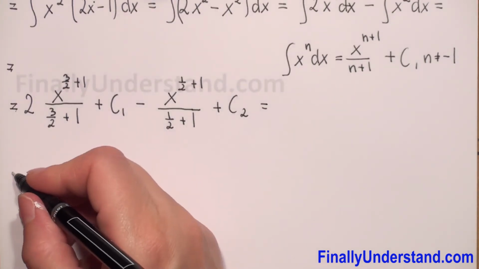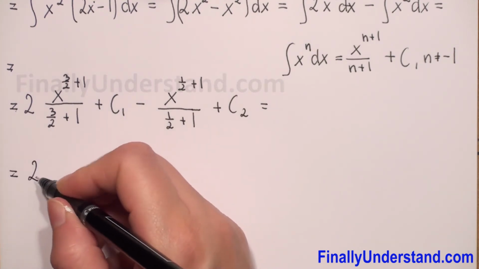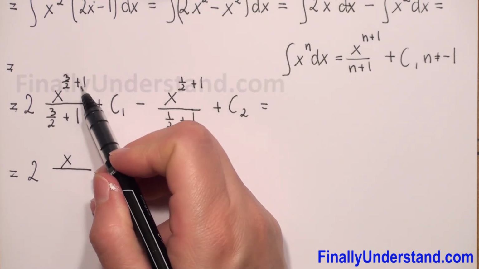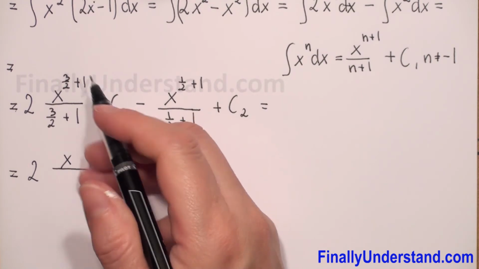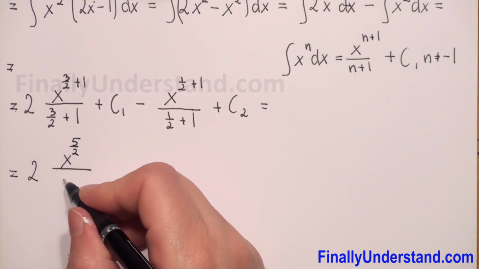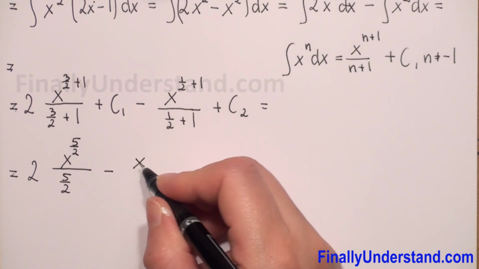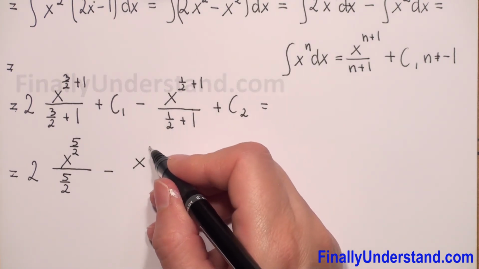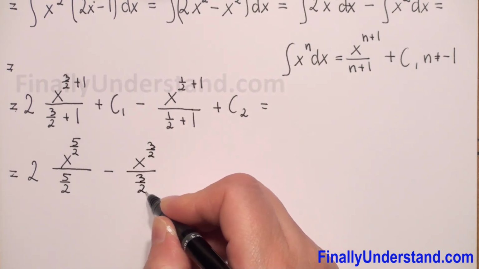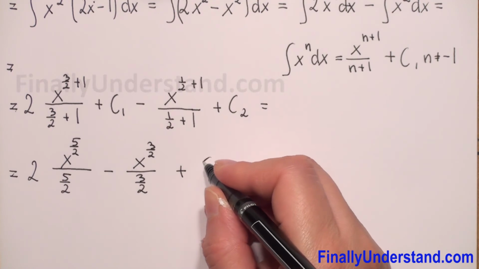Now we will put first expression with x's. So we have 2 times x to power, we have 3/2 plus 1. We can change 1 to fraction, so it will be 2/2. So the power will be 5/2. Denominator will be the same, 5/2. Minus, we have x to power 1/2 plus 1, so it will be 3/2 over 3/2, plus, we have constant c1 and c2. We can change this to constant c.